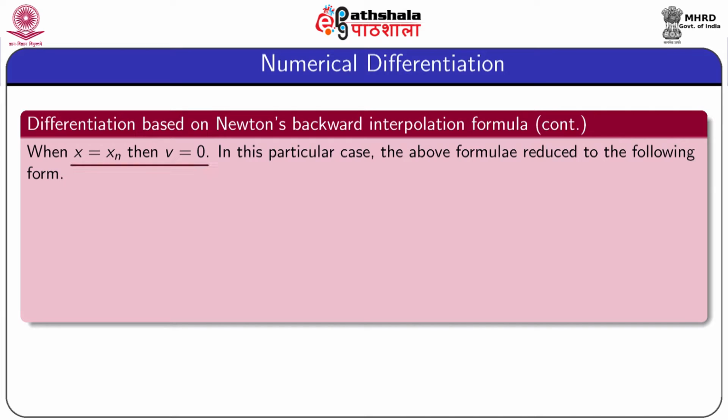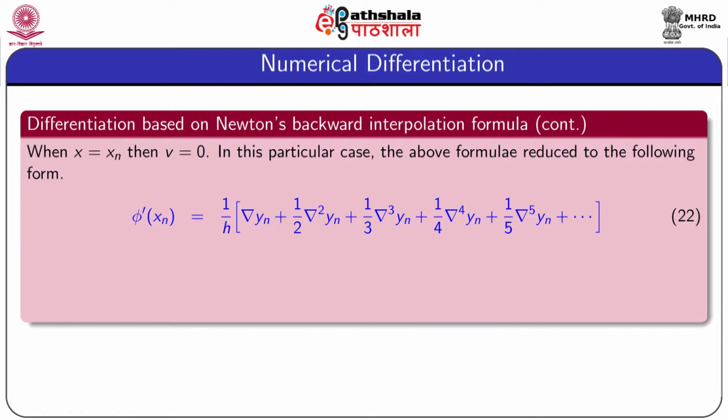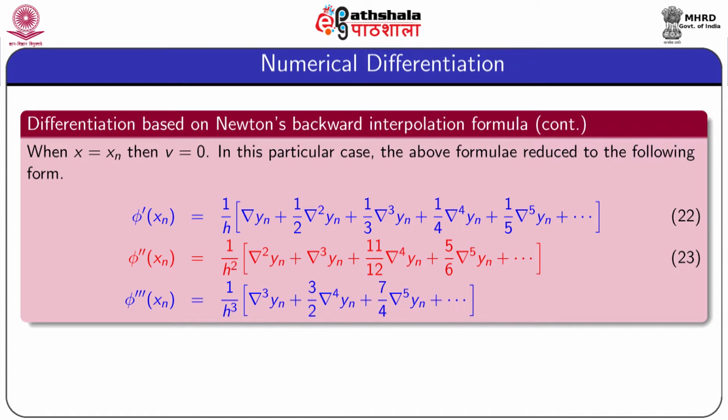In particular, when x equal to xn, then v equal to 0. So in this case, the above formulae reduce to the following form. The first derivative of phi at xn equal to 1 by h [nabla yn plus half nabla 2 yn] and so on. Note that the coefficients in this expression are 1, half, 1/3, 1 by 4, 1 by 5 and so on. And equation 23 gives the second derivative of phi at the point xn. Equation 24 gives the third derivative of phi at the point xn and so on.